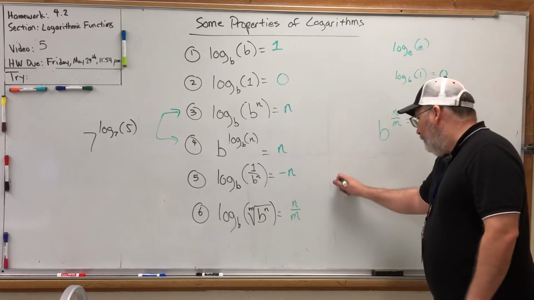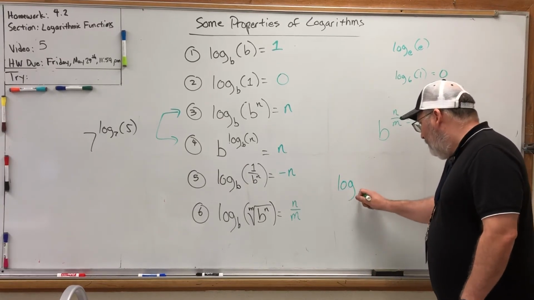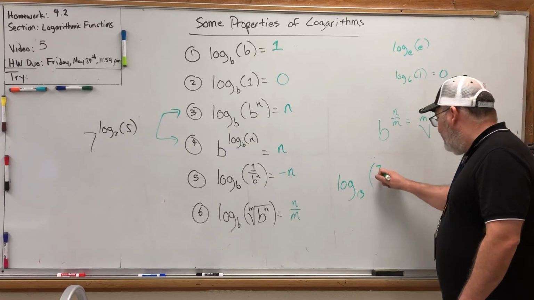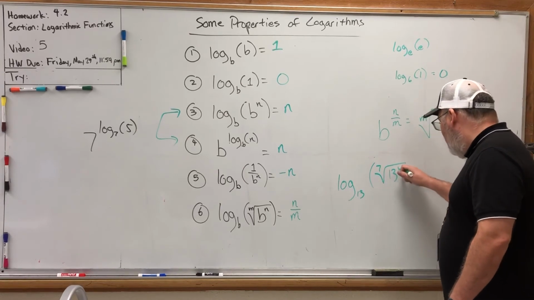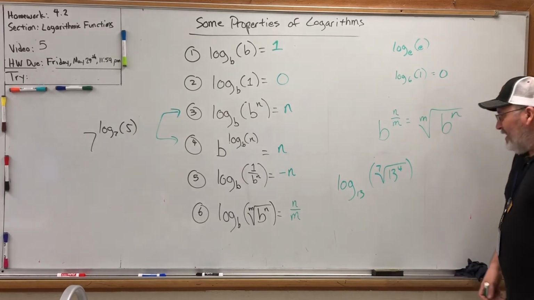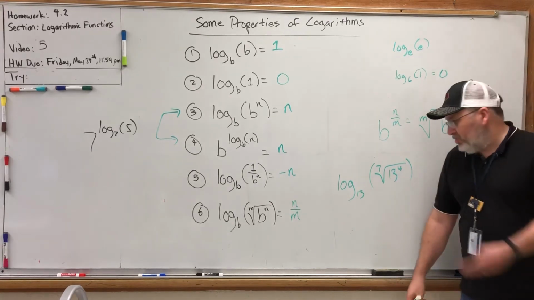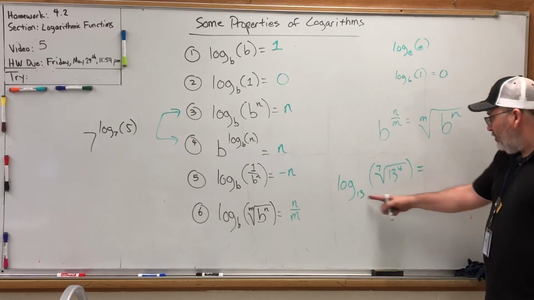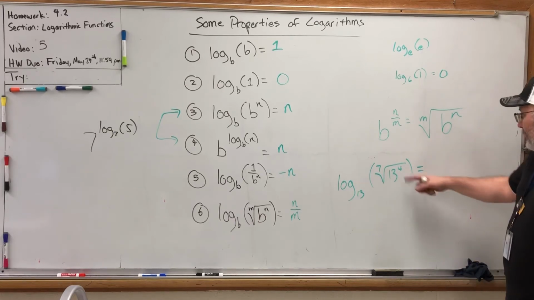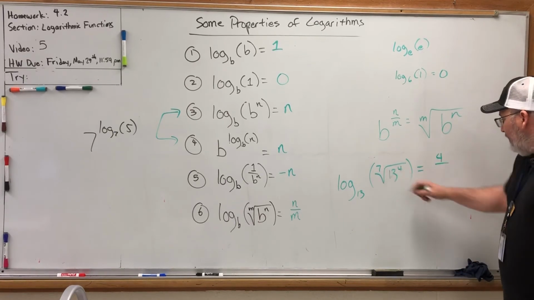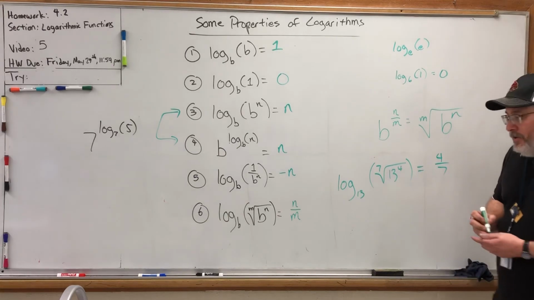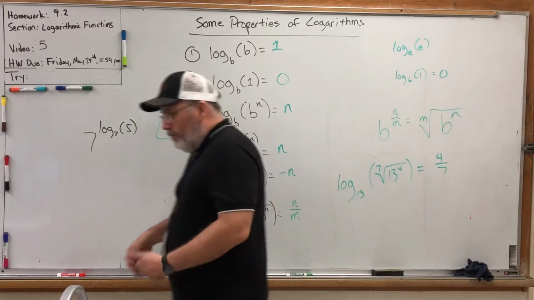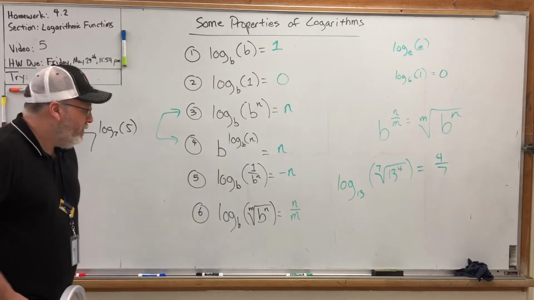over m. So for example, if we had log base 13 of the 7th root of 13 to the 4th power, I would not have to figure out a thing because of the structure of the problem. The power that turns 13 into this, the power is the numerator and the index is the denominator. So it's not difficult to do if you really remember that exponent rule.